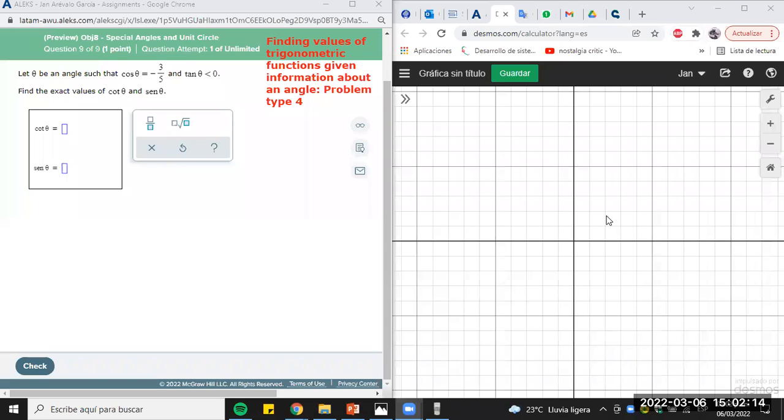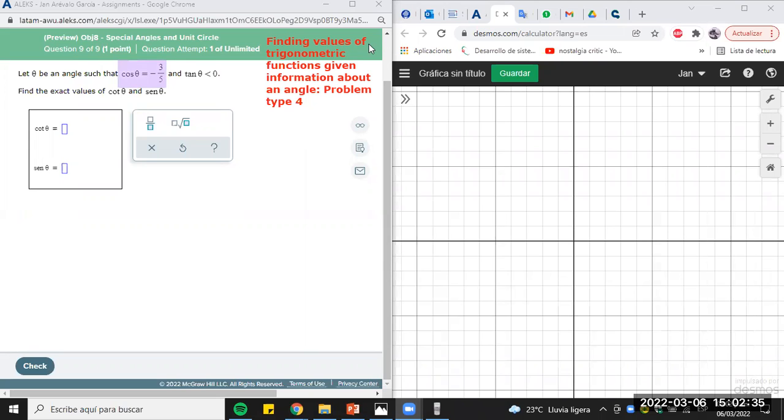Hey guys, this is finding values of trig functions given information about an angle, problem type 4. This deserves to be the last exercise because you're going to put together many things that we have been working with in the previous weeks and in this week. So let's see what we have.